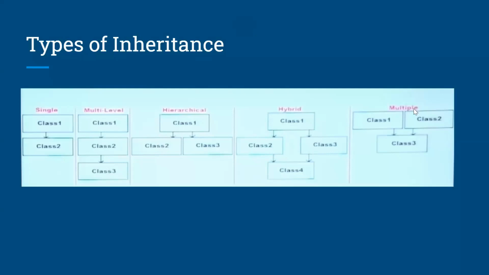Okay, now you can see multiple. Multiple inheritance is not possible in Apex. Like one child having two parents, it's not possible. In the real world also, so don't worry about these things. It happens in real time as well. So now you can see single, multi-level, hierarchy, hybrid, and multiple. These types of inheritance are available in Apex or any programming language.